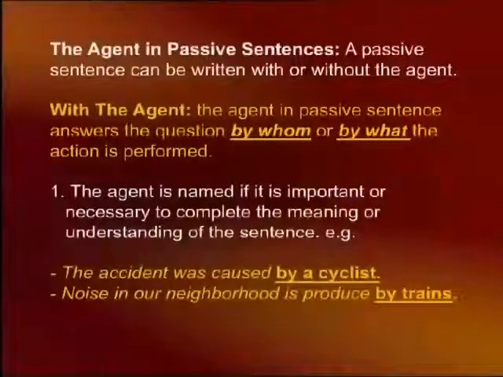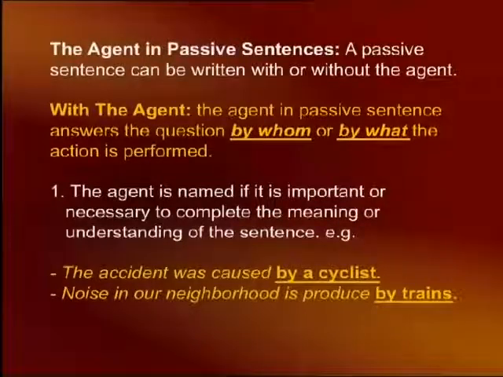The agent in the passive sentence. A passive sentence can be written with an agent. A passive sentence can be written without the agent. By agent, we mean the doer of the action. Now, let us look at samples where a passive sentence is written with the agent. The agent in the passive sentence answers the question by whom or by what the action is performed.